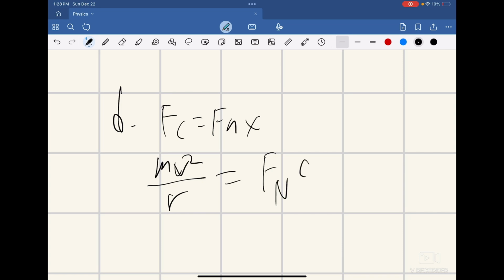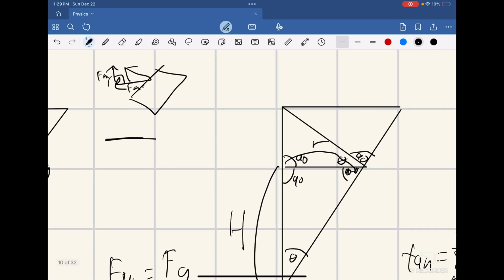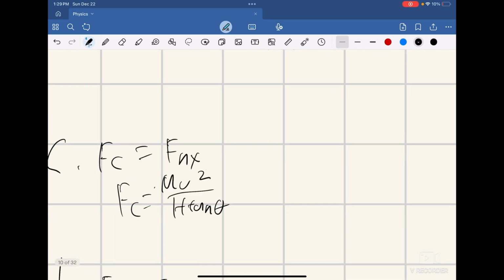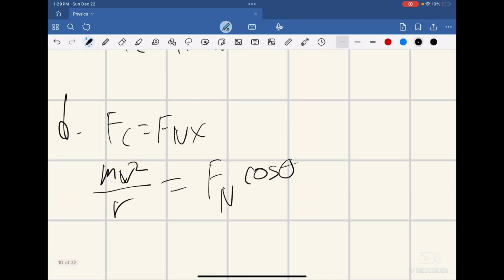Fn of x is given by Fn cosine theta, right? Because if we go back up here, theta is here. This is Fn, and this is Fnx, the x-axis component. There's the y-axis component, and Fn, right? So this did come in useful. So Fn of x is equal to Fn cosine theta.